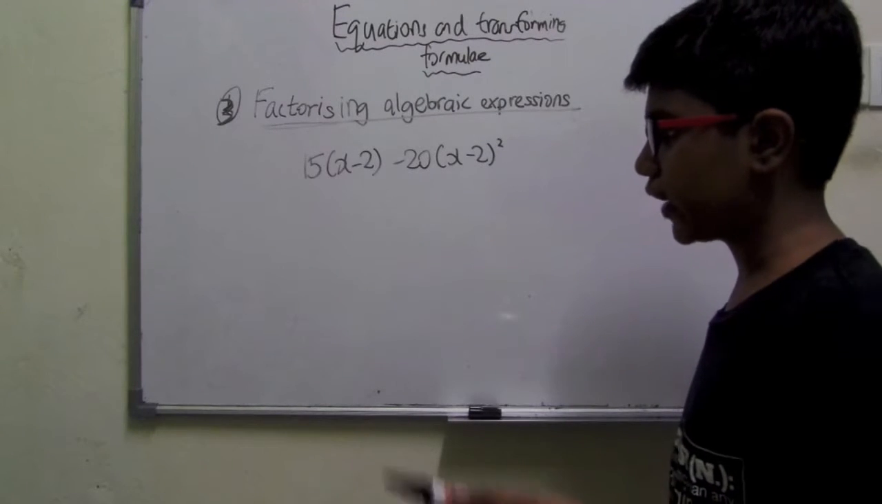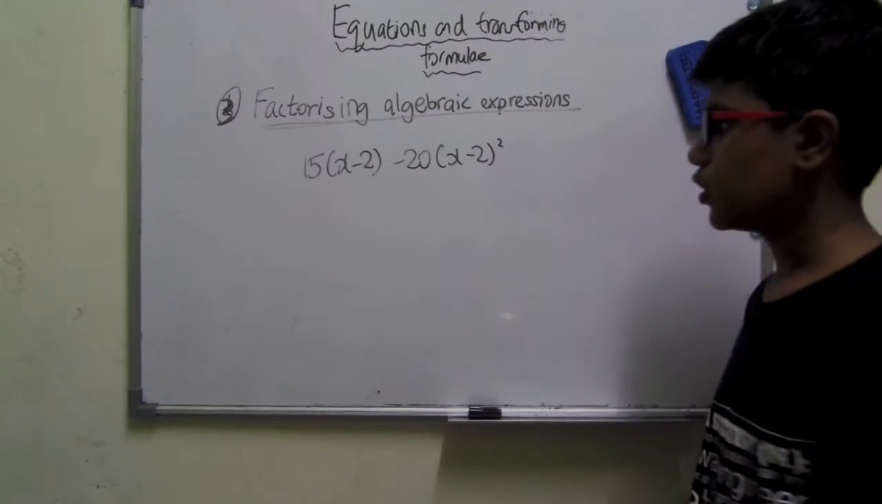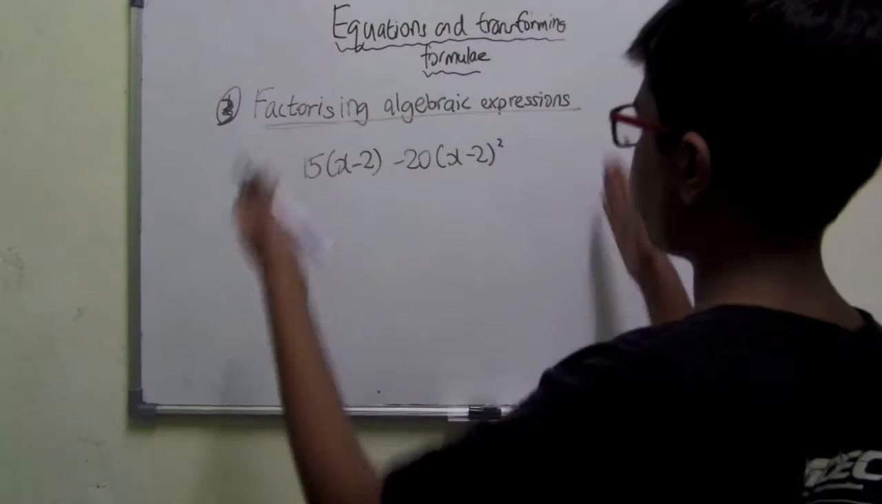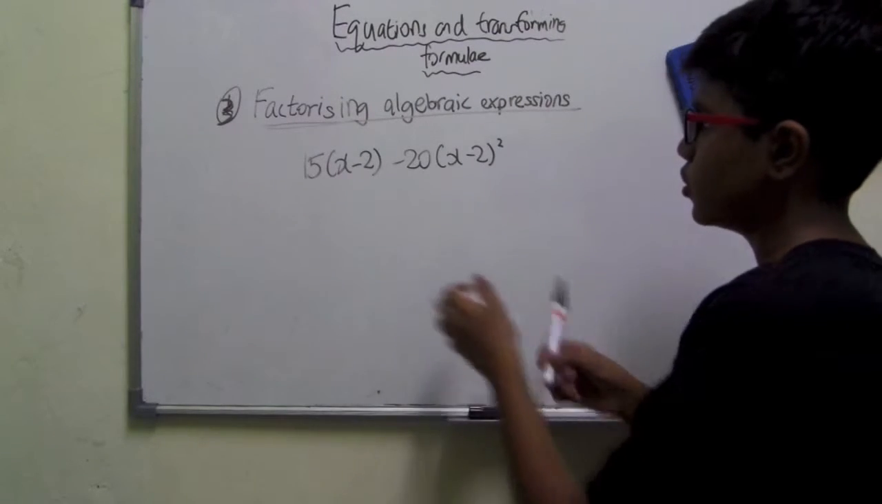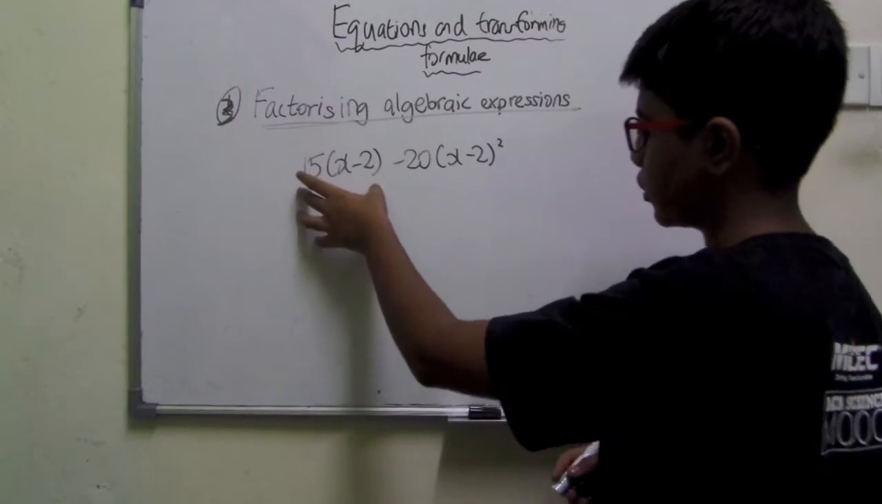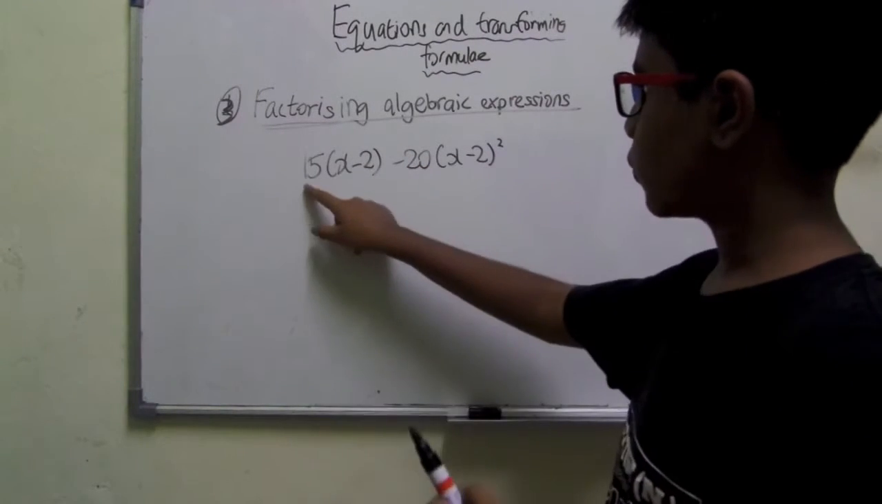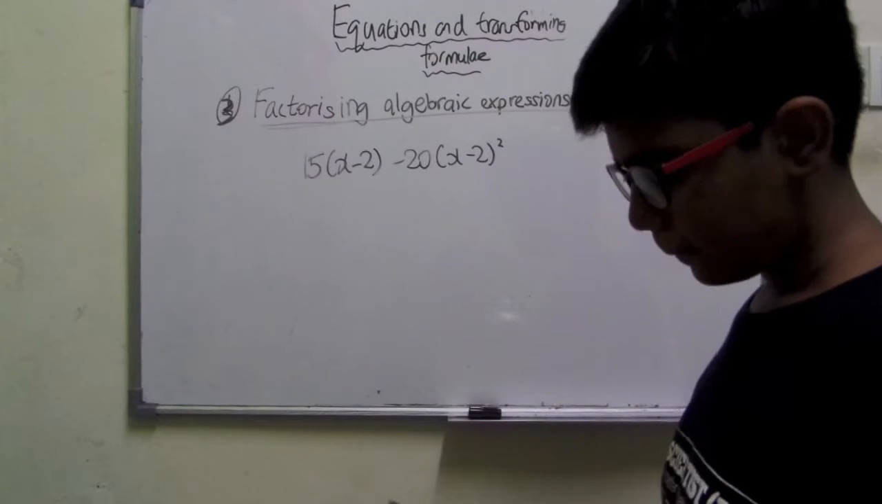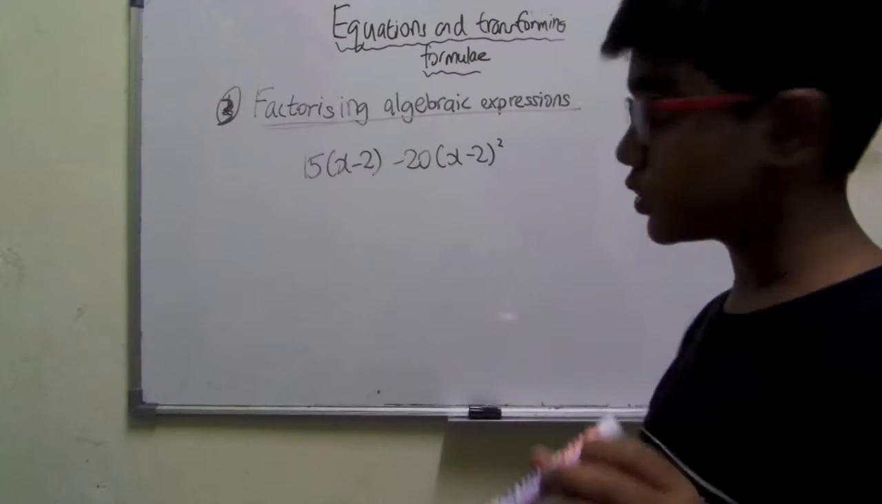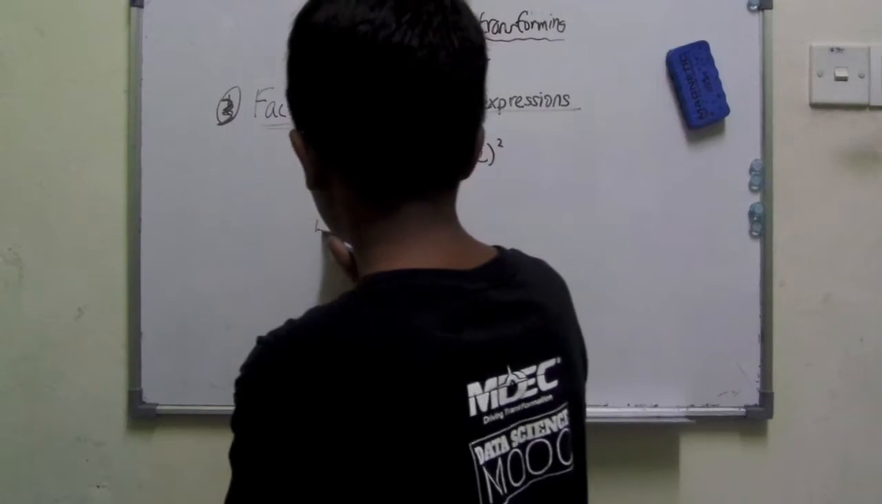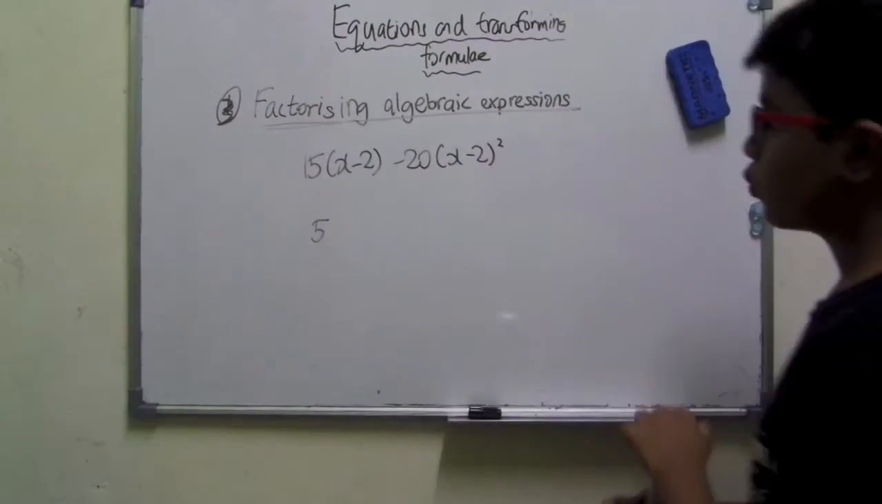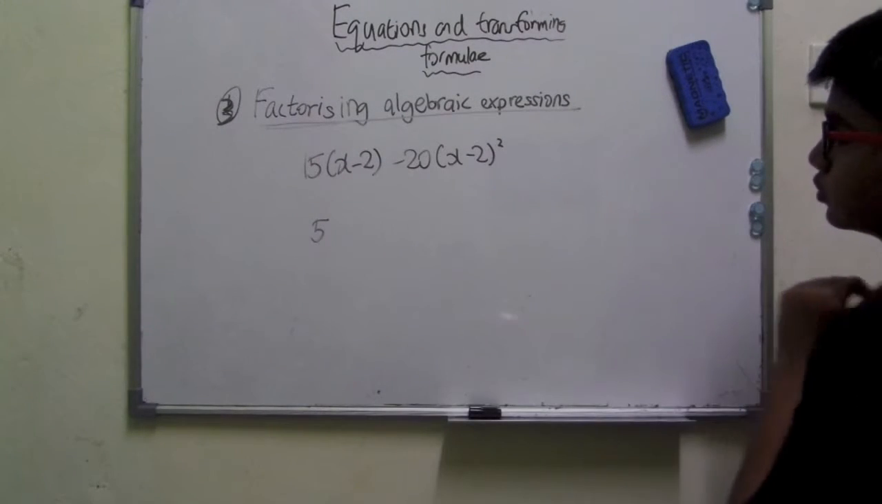You have to look at this in a totally new approach. You have to find what's common between the whole expression, not only one part of it. So what's common between 15(x minus 2) and 20(x minus 2) whole square? First of all, start with the numbers. 15 and 20, what's common? What's common between 15 and 20 is 5. So take 5 outside. Okay? And then what's common between x minus 2 and (x minus 2) square?